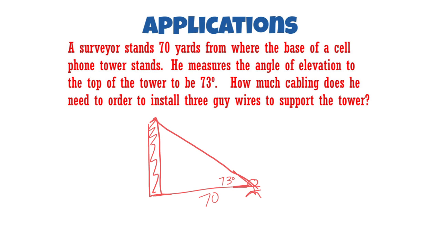So we've got this 73 degrees. We've got this distance is a 70. Now that 70 is adjacent to the 73. And he is trying to install a guy wire, some sort of a support cable here, right there, to support this tower. So that's what I'm looking for, is how long is that cable going to have to be?